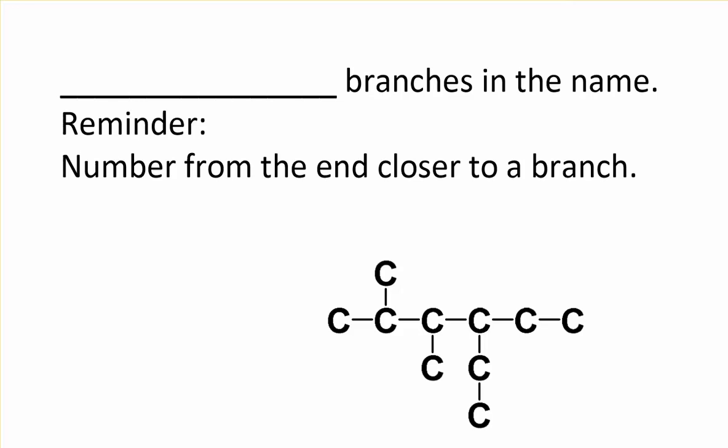Let's see what happens when you have more than one type of branch on one compound. When you put the name together, you're going to alphabetize the different types of branches. You're still going to number from the end that's closer to a branch.